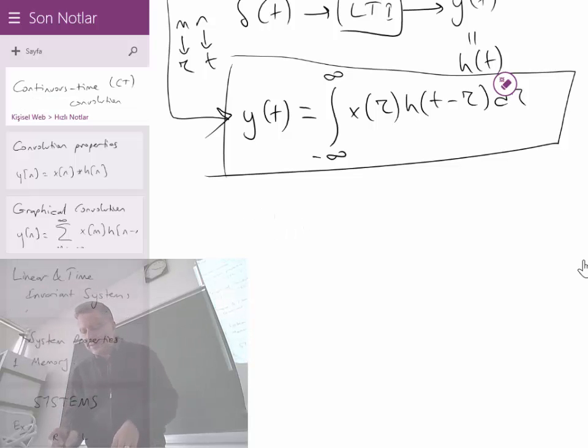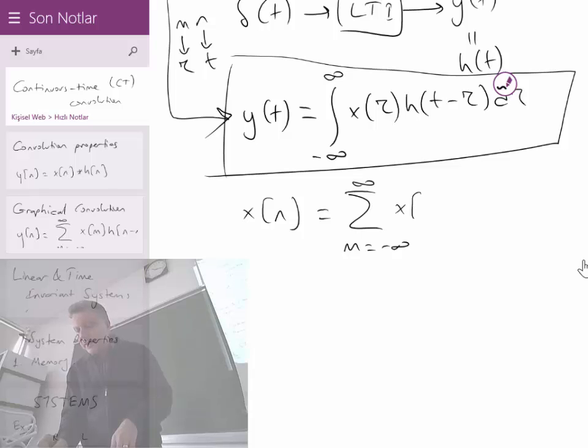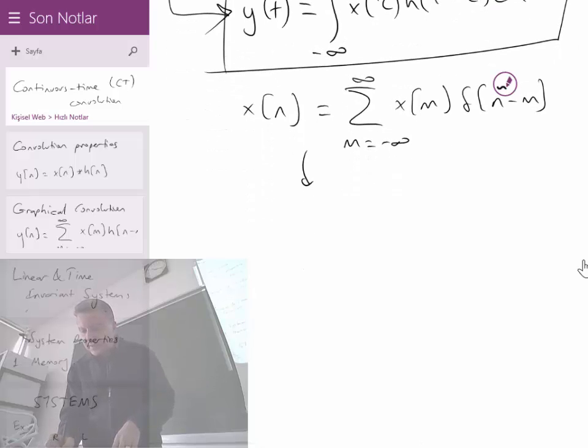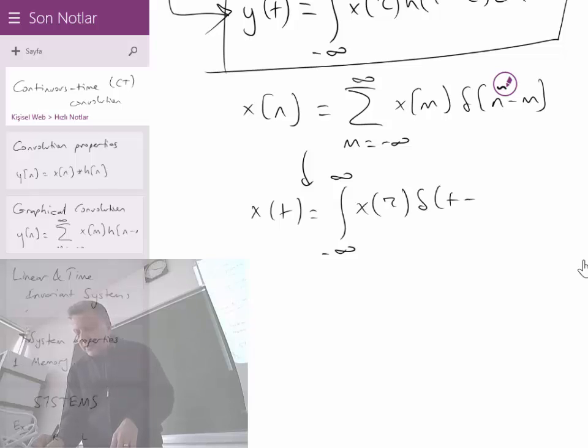well, we will start from the discrete time. x of n in terms of the impulses was what? It was the convolution sum. It was the sum over m from minus infinity to infinity of x of m delta of n minus m, right? This was the convolution sum, which is translated into continuous time like this. x of t is equal to the integral from minus infinity to infinity of x of tau delta of t minus tau d tau. So this is the way to represent our signal x of t in time domain.